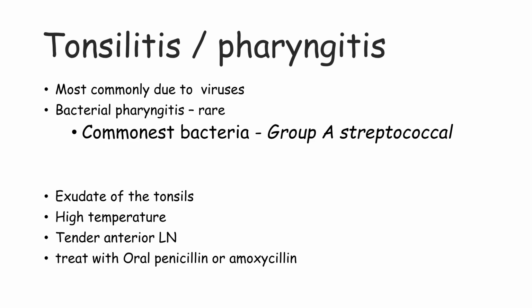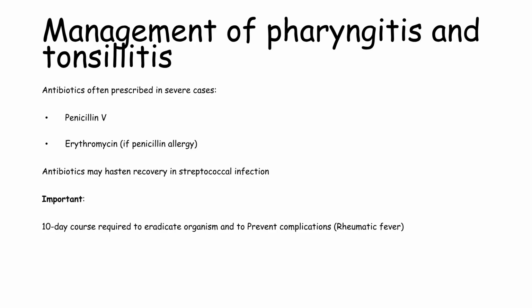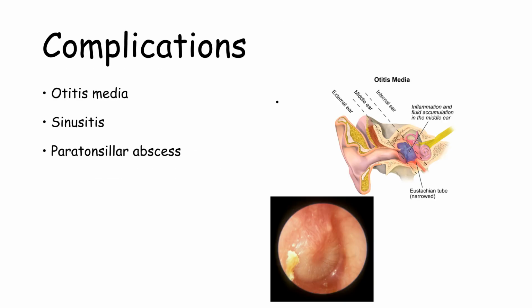Tonsillitis and pharyngitis are most commonly viral. Bacterial pharyngitis is rare, with Group A streptococcal being the commonest cause. Signs include exudate of the tonsils, high temperature, and tender anterior lymph nodes. Treatment for bacterial cases is with oral penicillin or amoxicillin. Antibiotics like penicillin V or erythromycin are prescribed in severe streptococcal cases and may hasten recovery. Importantly, a 10-day course is required to eradicate the organism and prevent complications like rheumatic fever.